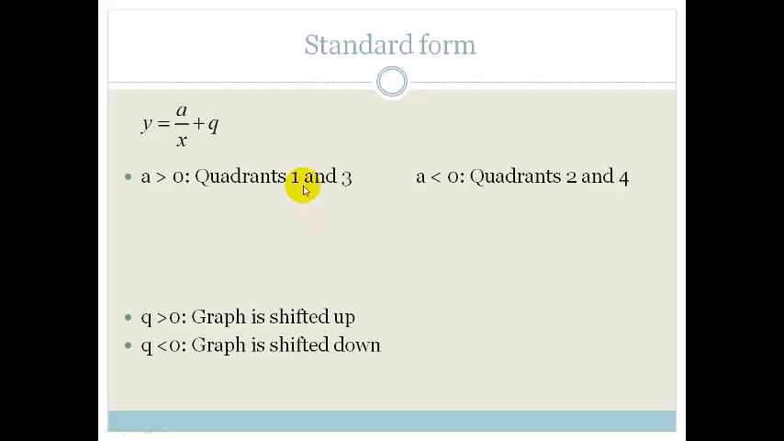To summarize everything that we've learned so far, we've got a general form where y is equal to a over x plus q. Remember I said originally it is y is equal to k over x. That's the very basic form, but now we've learned some shifting.